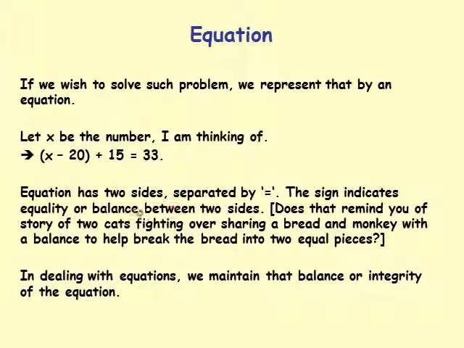Does that remind you of the story of two cats fighting over sharing a bread and a monkey with a balance to help them break the bread into two equal pieces? Let me recite the story the best I recall. The two cats were fighting over a bread they wanted to share equally. They went to a monkey. The monkey had a balance, which is a balancing scale, and so the monkey agreed to help these two little kids divide the bread into two equal pieces.